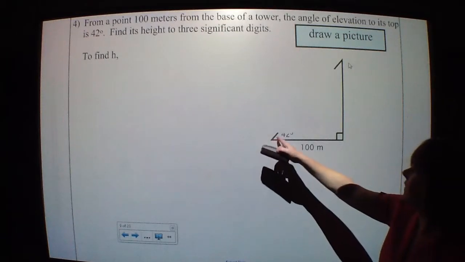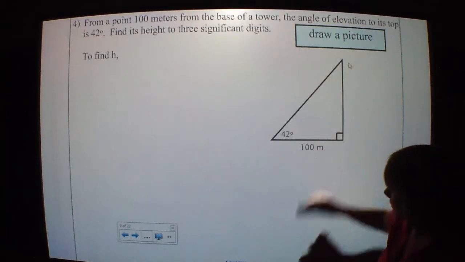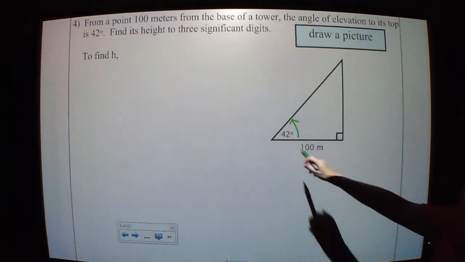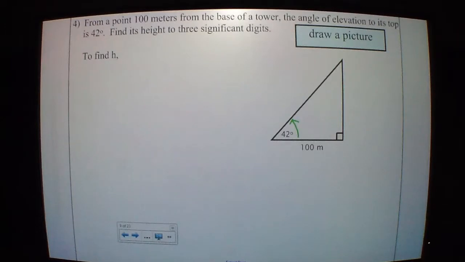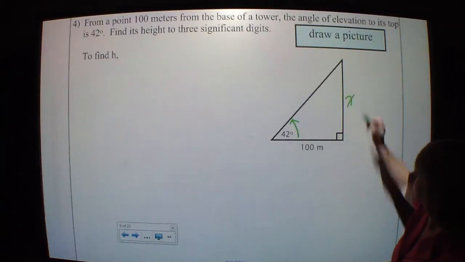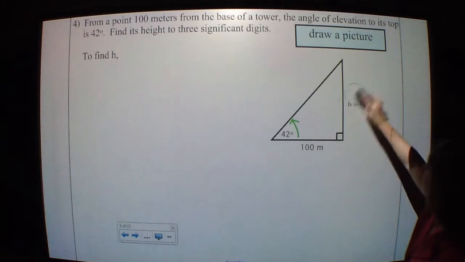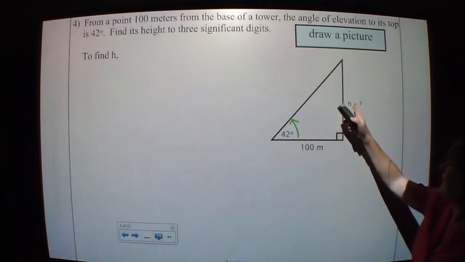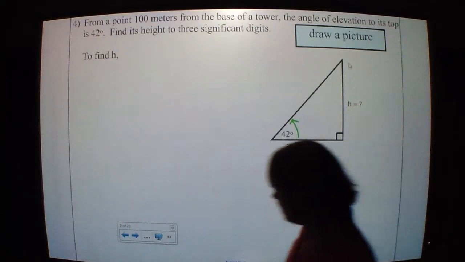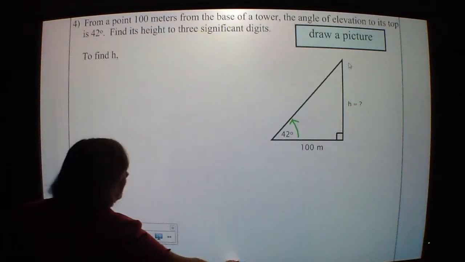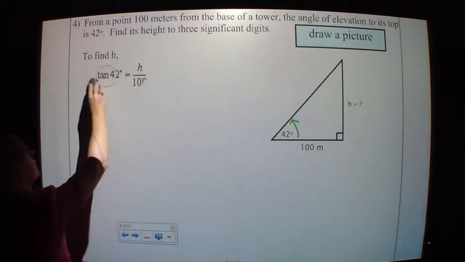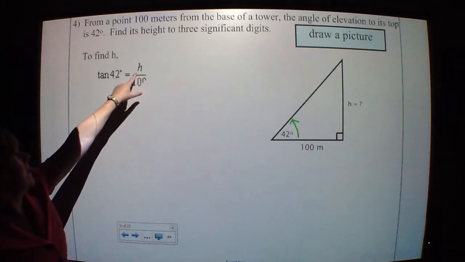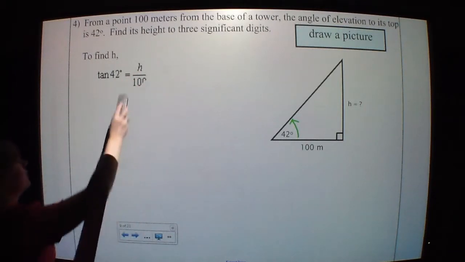So I'm standing there, I'm looking up. So this angle here, looking up, is 42 degrees. I'm 100 meters away. I want to find the height. So I want to find this, or I can call it H if I want. So I have an angle here, and I have an opposite side, and I have an adjacent side. You should know that opposite over adjacent is tangent. So the tangent of 42 is equal to my opposite side, H, over my adjacent side, 100.